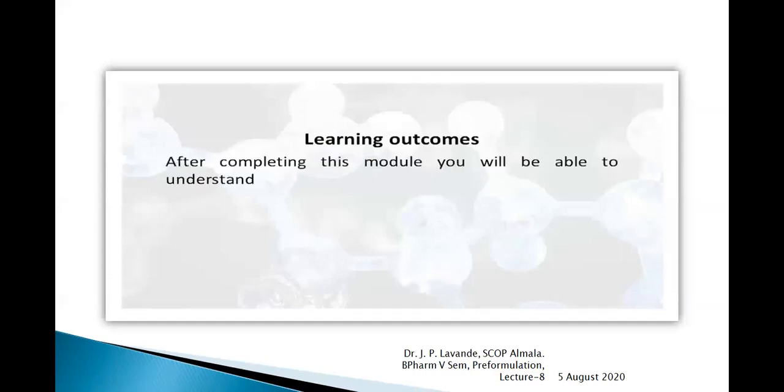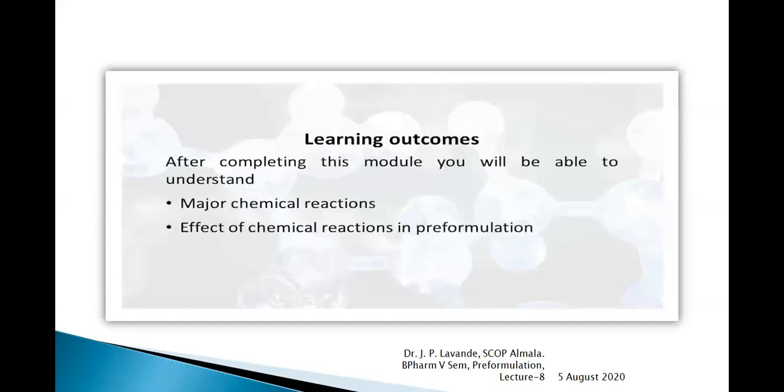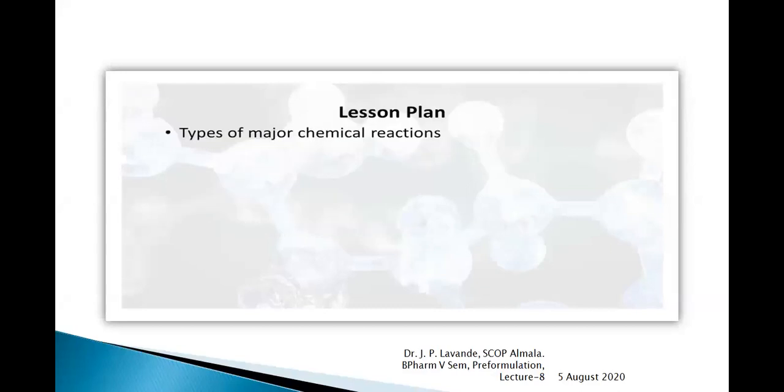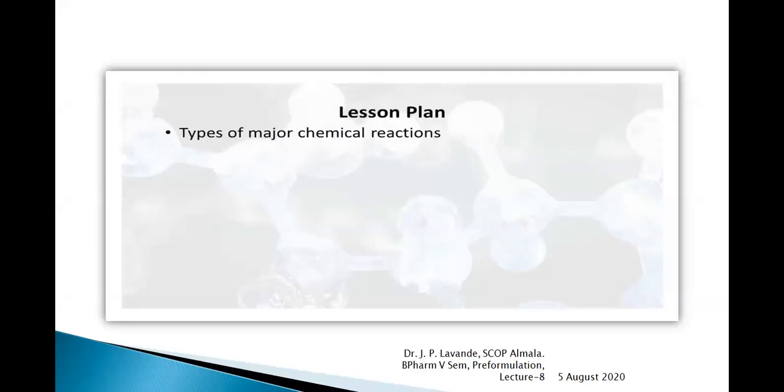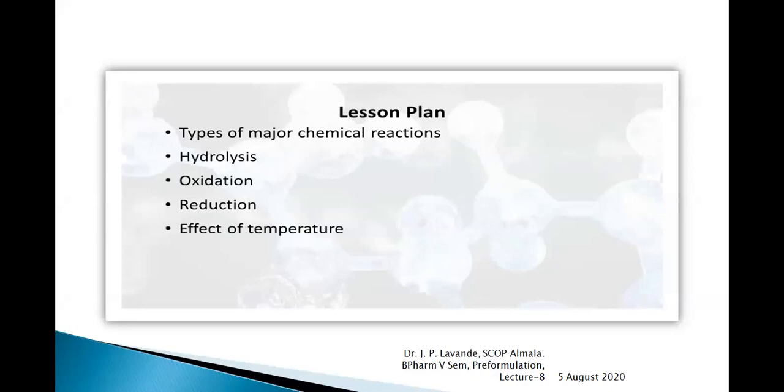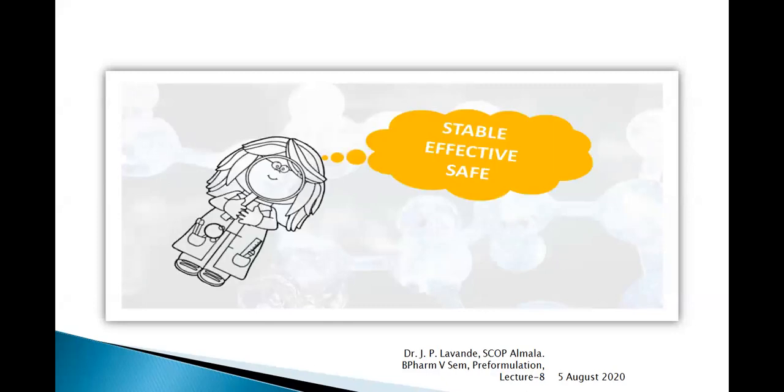Now let's come to the new parameter, that is the chemical properties in case of pre-formulation. Here we have to study particularly the various chemical reactions, the effect of chemical reactions that occur in case of pre-formulation, and our lesson plan will move through the various chemical properties like hydrolysis, oxidation, reduction, effect of temperature, and so on.